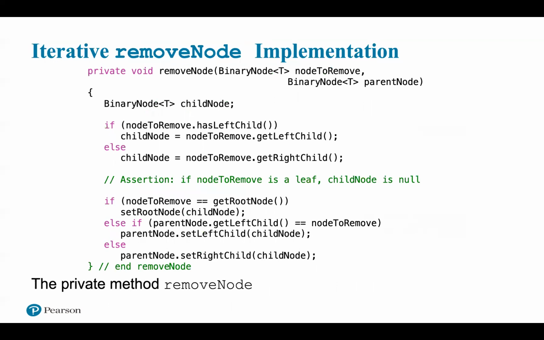The private method remove node, our last method, assumes that the node to remove, call it node to remove, has at most 1 child. If node to remove is not the root, parent node is its parent. The method begins by setting child node to the child, if any, of node to remove. If node to remove is a leaf, child node is set to null. Then the method removes node to remove, accounting for the case when the node is the root. If we set the root of the tree to child node, realize that we will correctly set the root to null if the node to remove is a leaf.